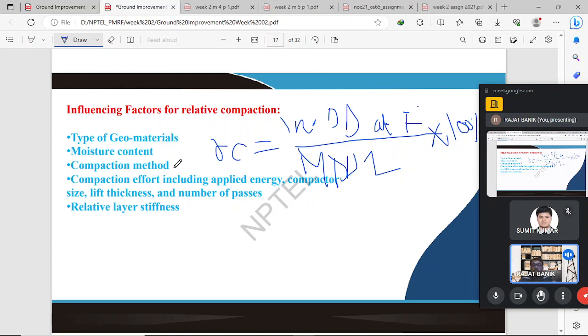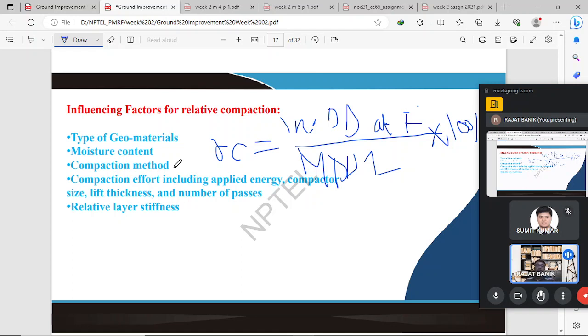Then compaction effort, including the applied energy, also matters. That means if we apply higher energy, we get a higher maximum dry density. It also depends on the lift thickness and number of passes, that is, up to how much depth we improve the ground. If the lift thickness is small, low compactive effort is applied. If the lift thickness is high, high compaction energy is applied. Also, if the number of passes increases, the maximum density also increases. If the number of passes is less, the maximum density is also less.